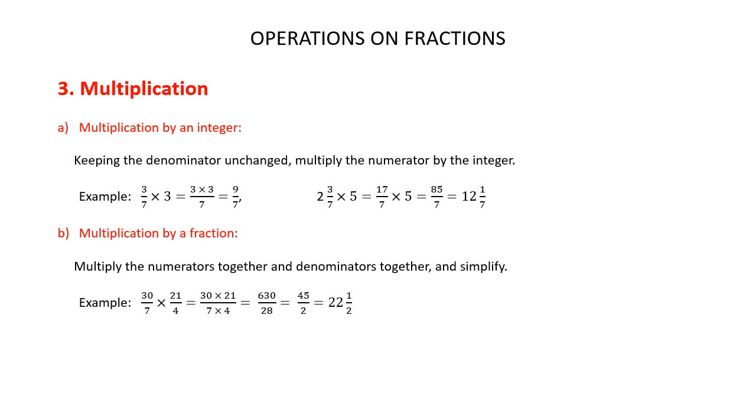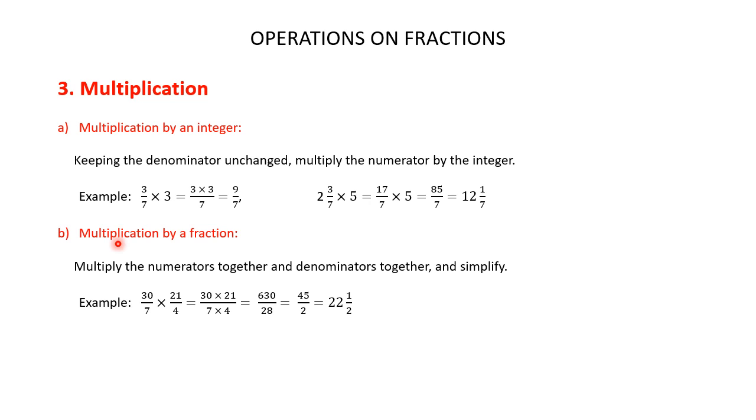To get the numerator of the answer, multiply the numerator of the fraction with the integer. So 17 multiplied by 5 is 85. 85 is the numerator of the answer and 7 is the denominator of the answer. So finally you got the answer as 85 by 7. Now divide 85 by 7. You will get 12 1 by 7. So when you multiply 2 3 by 7 with 5, you get the answer as 12 1 by 7.